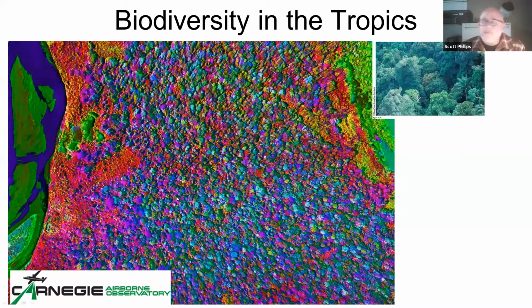This is a figure showing using remote sensing to classify different kinds of trees in a tropical rainforest. So unlike many forests in the mid-latitudes outside of the tropics, here you can have many, many different types of trees within a small area because of this diverse environment. All these different colors represent different species of trees. So a high biodiversity.